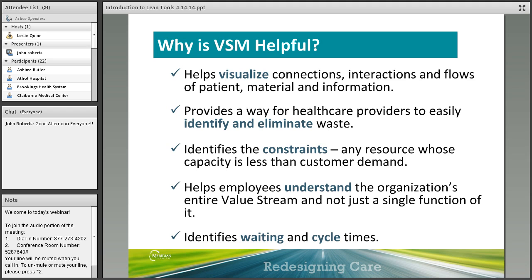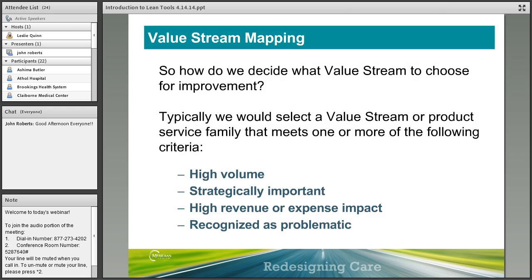So when we look at value stream mapping, we're again looking at a systems perspective and making sure we have everybody in the room represented who has a part of that particular value stream. And again, that helps employees understand not only their piece of the puzzle, but begins to give them a systems perspective of how this works throughout the whole organization and what their part is in that particular area. And again, through value stream mapping, we begin to identify waiting and cycle times and other time elements of trying to get things through the system.